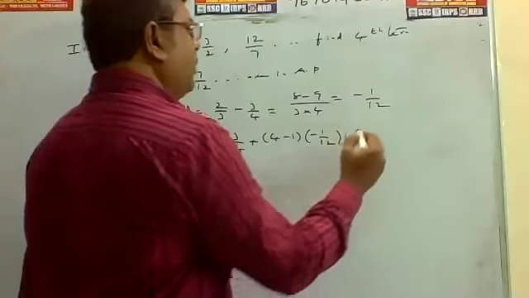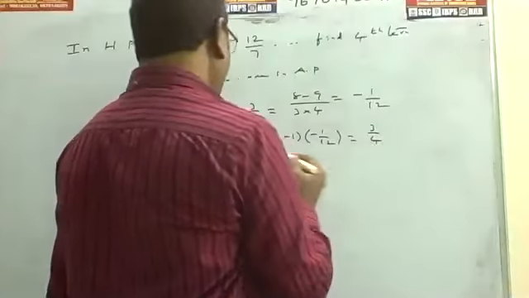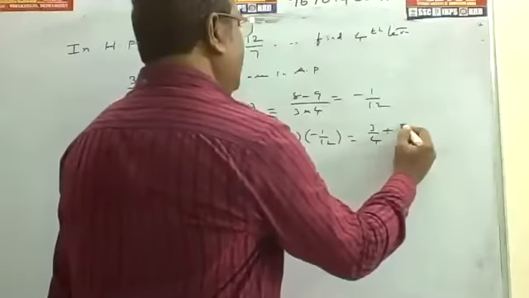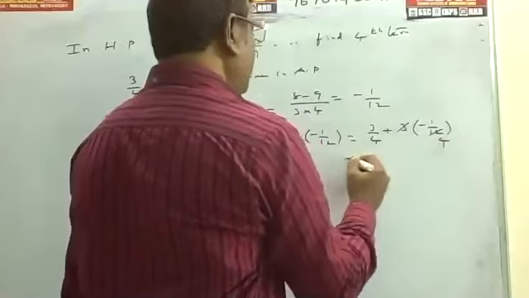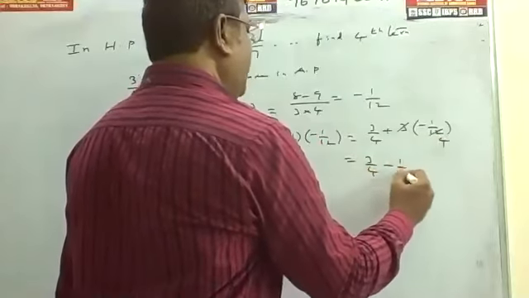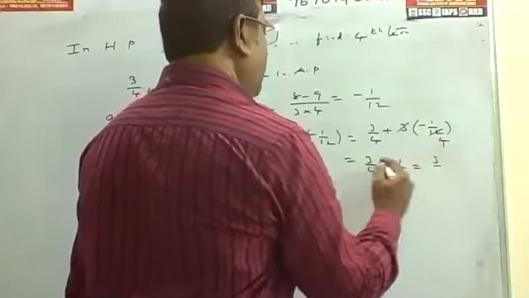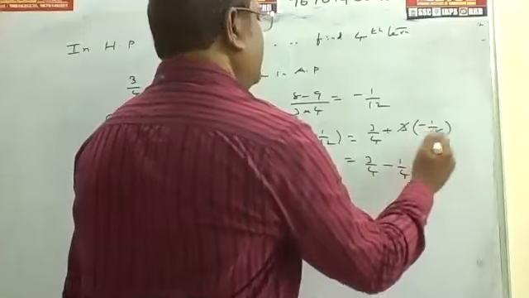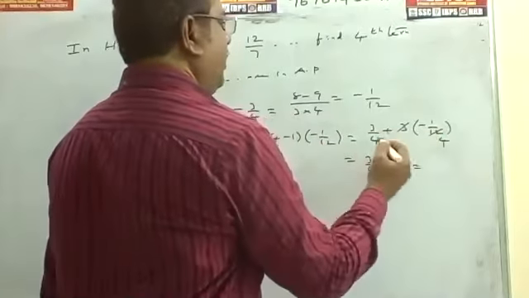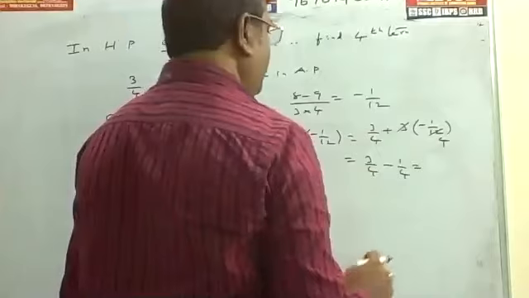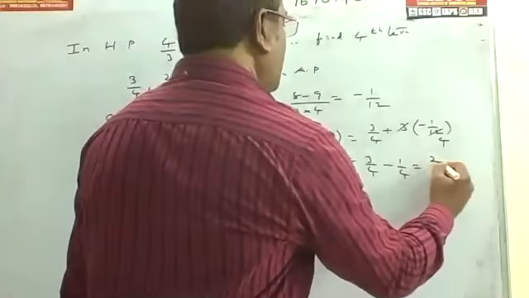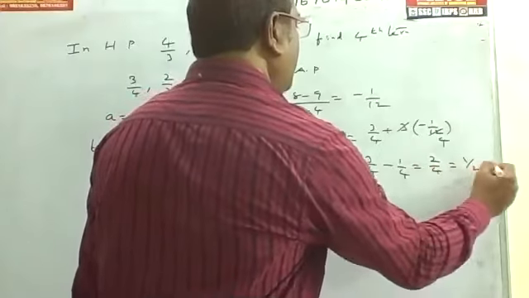This is equal to 3 by 4. 4 minus 1 is 3, 3 into minus 1 by 12. 3 ones, 3 fours. This is equal to 3 by 4 minus 1 by 4. So the answer is 2 by 4, nothing but 1 by 2.